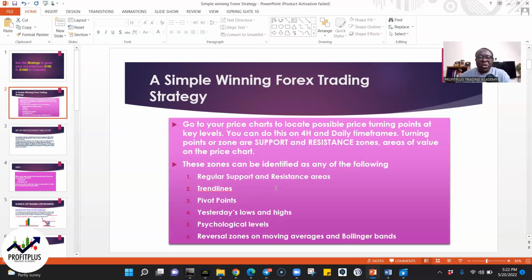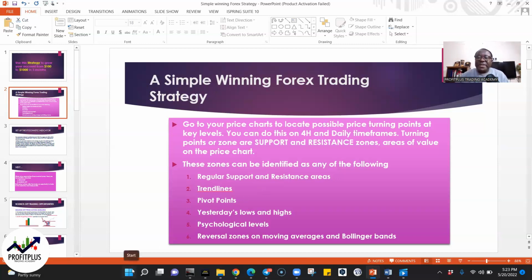We have the psychological levels, and we have some reversal zones on moving averages, particularly the EMA, and also on Bollinger Bands, anywhere price has a likelihood of returning. The Bollinger Bands have the upper band and the lower band, and the strategy around them is that when price touches the upper band, it will usually come down, and when it touches the lower band, it goes up. So the upper and lower bands of the Bollinger Band also act as support and resistance.